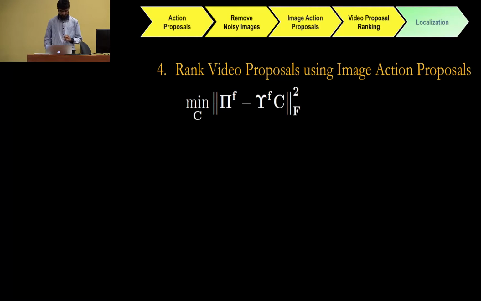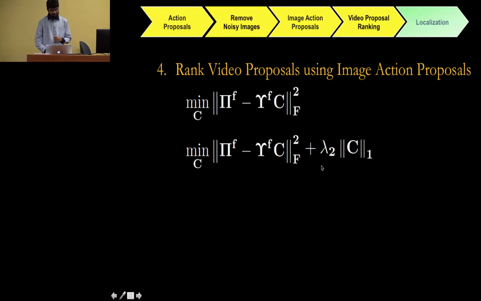So what we did is that we try to reconstruct the video proposals, which is this one. This basically represents one video proposal, and it is a matrix which contains the vertical concatenation of the keyframes of the VGG features, and this is all the image proposals and the vertical concatenation of all the image proposals. So we want to minimize this reconstruction error.